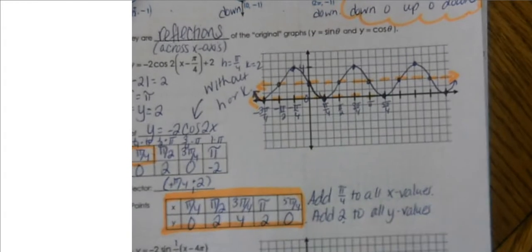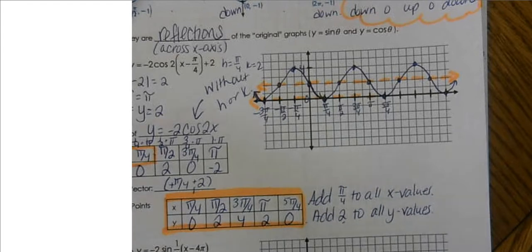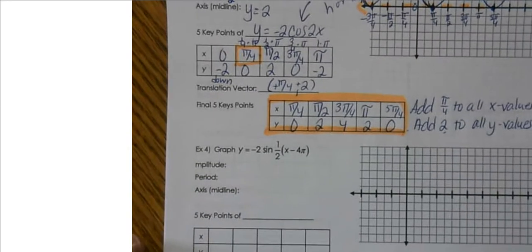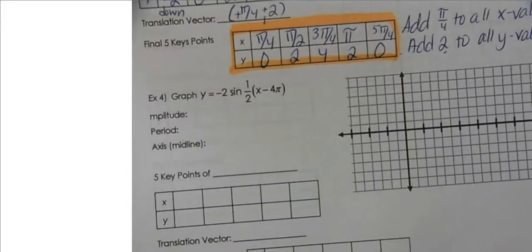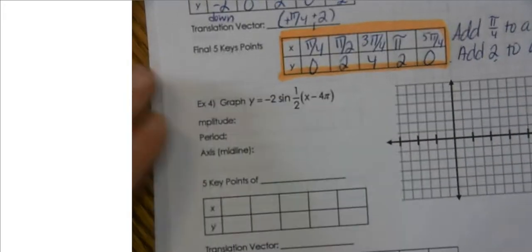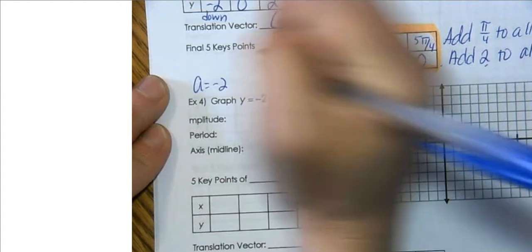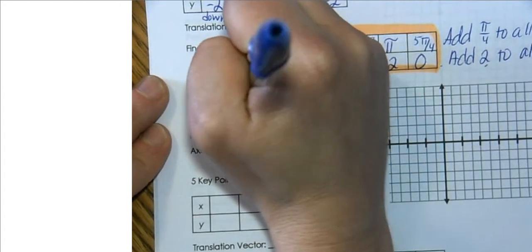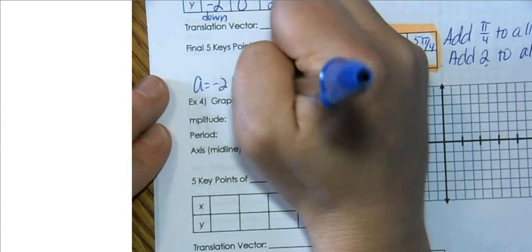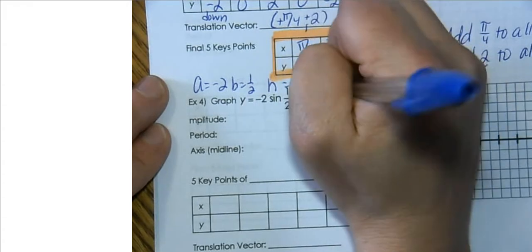All right, let's do that one more time. This time around, we're going to be working with a sine function. So I have example number 4. And in example number 4, I'm going to identify that my a value is -2, my b value is 1/2, my h value is 4 pi, and my k value is 0.